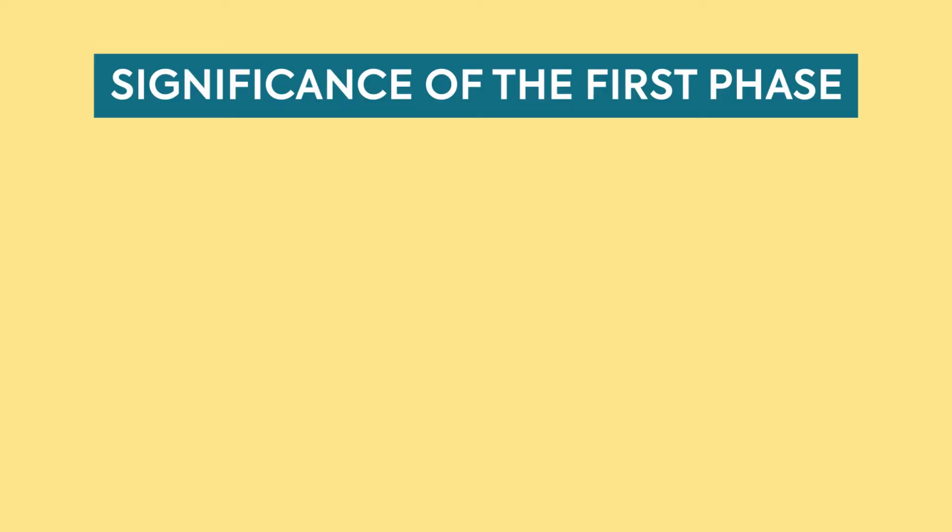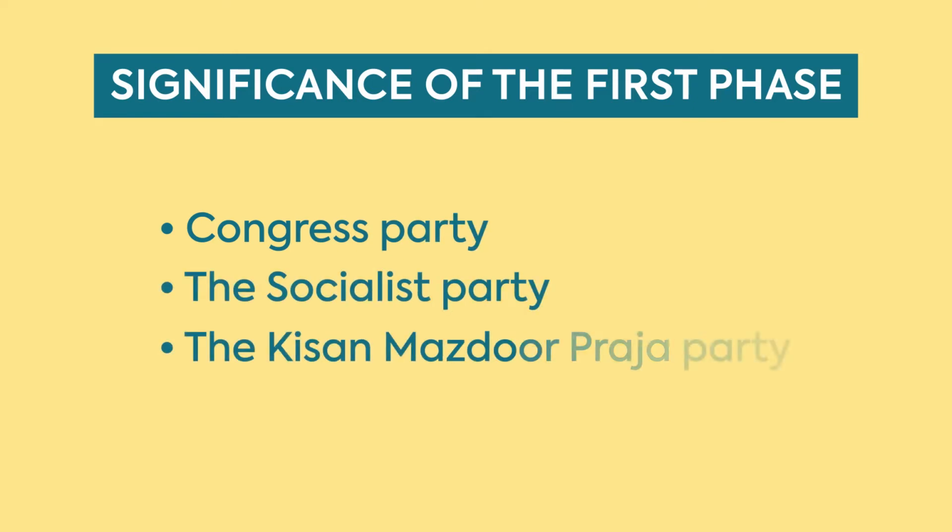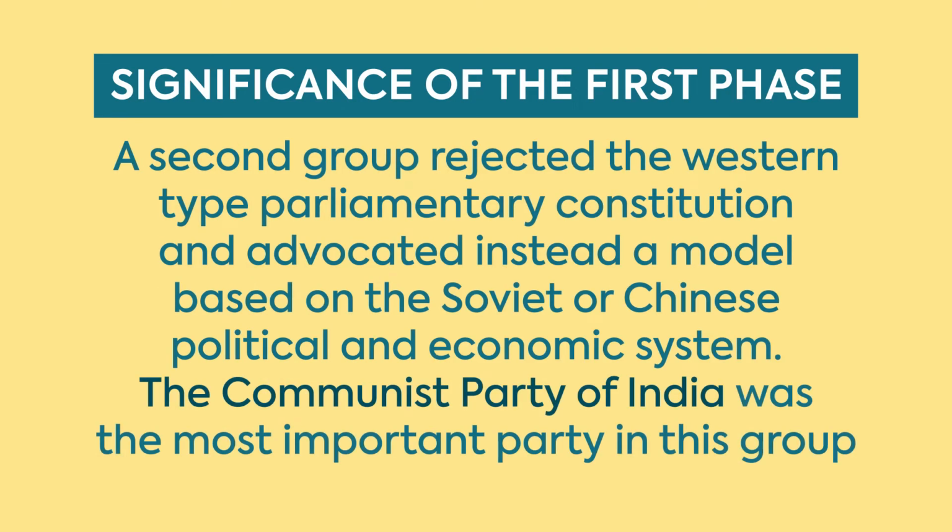Now, who were these political parties? This group included the Indian National Congress, the Socialist Party, the Kisan Mazdoor Party. The second group comprised of political parties which rejected the Western type of parliamentary constitutional system and advocated a model based on the Soviet or the Chinese political system and its economic forces. We have in this group the Communist Party of India, and this was the most important political party belonging to the second group.